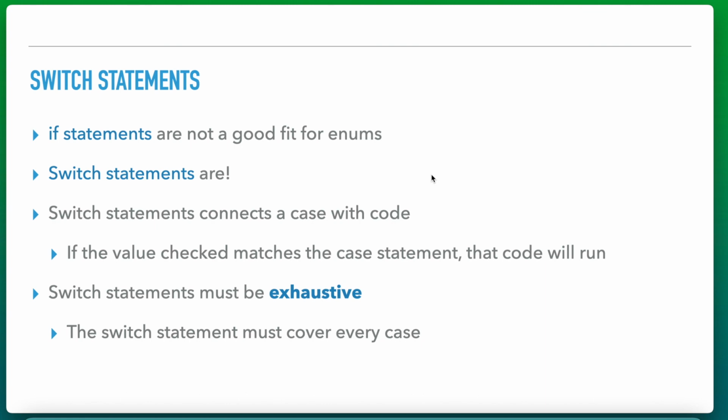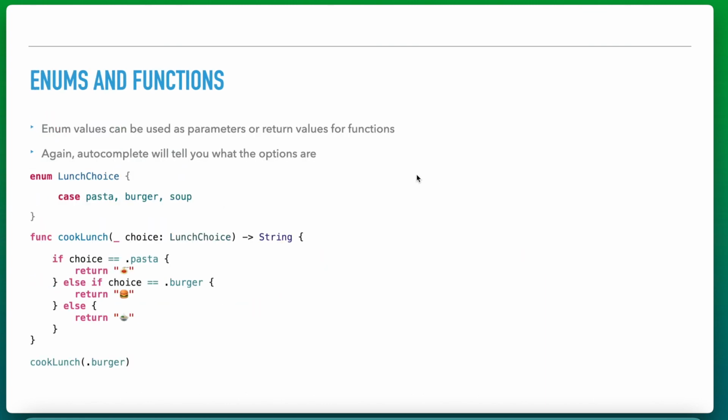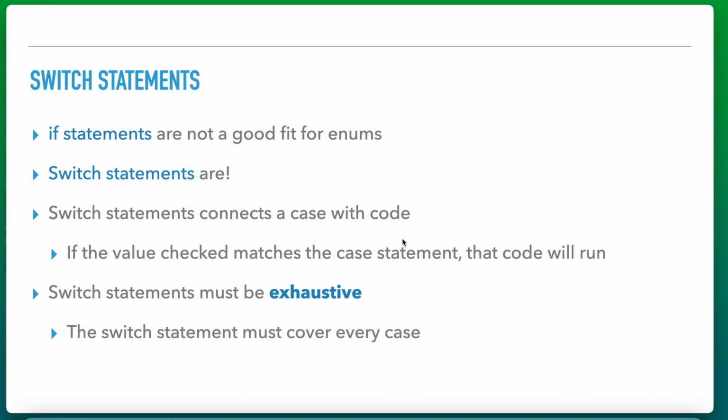If statements, like we have here, are actually not a great fit for enumerations, but switch statements are. Switch statements connect a case with a code. That way, if the value checked matches the case statement, then that code will run.